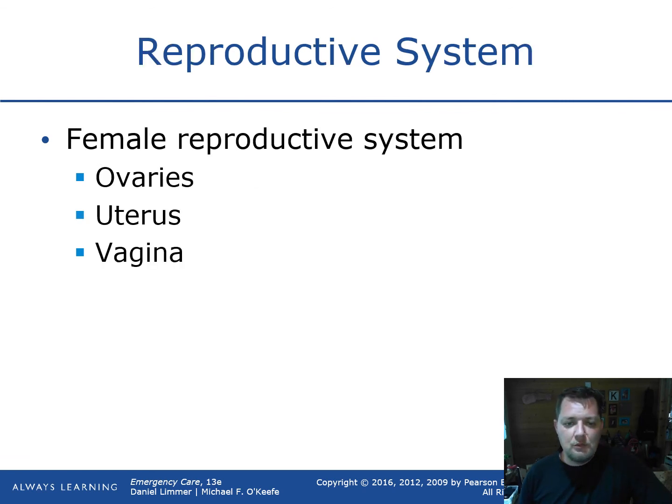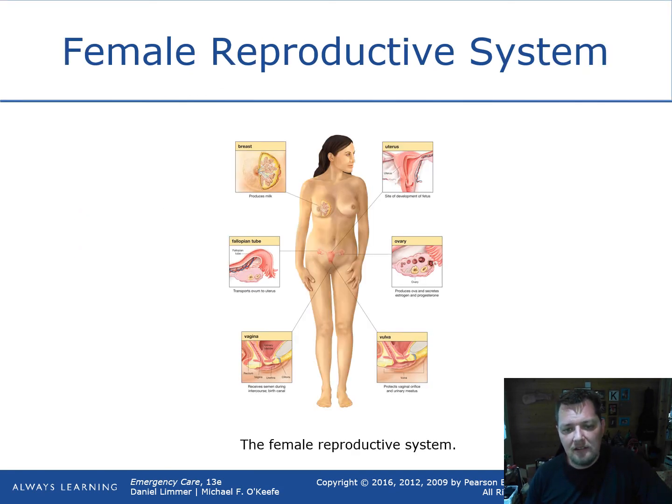Okay, our reproductive system. The female reproductive system includes the ovaries, the uterus, and the vagina. It also includes the breasts, which produce milk, the fallopian tubes here that transport the ovum to the uterus, the ovaries, which produce the ova, the vulva, which protects the vaginal orifice, and then your vagina.